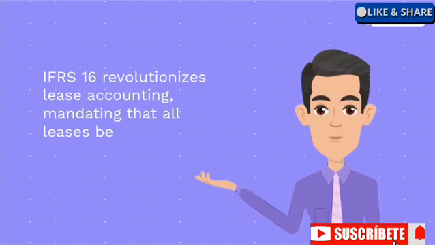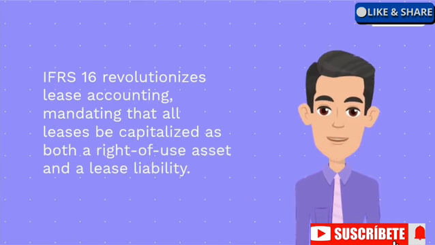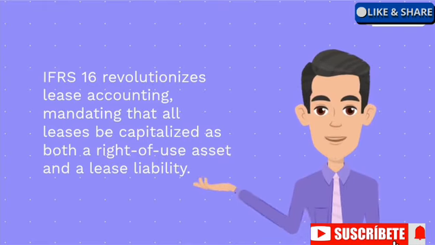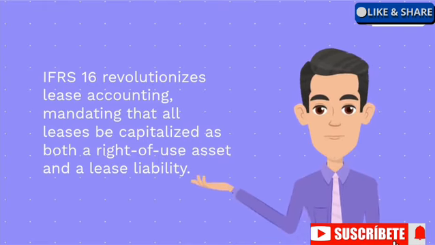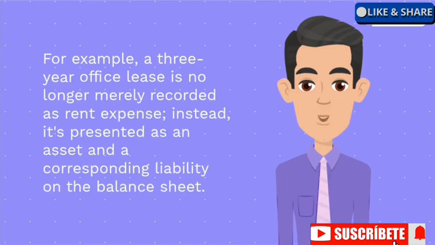IFRS 16 revolutionizes lease accounting, mandating that all leases be capitalized as both a right-of-use asset and a lease liability. For example, a 3-year office lease is no longer merely recorded as rent expense. Instead, it's presented as an asset and a corresponding liability on the balance sheet.